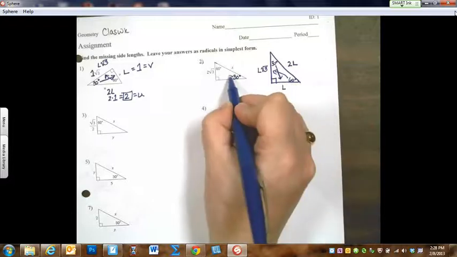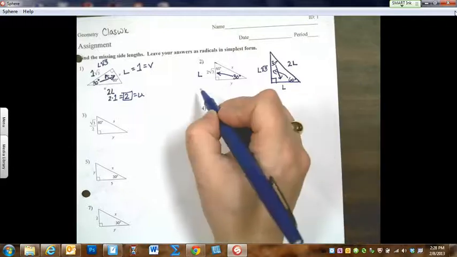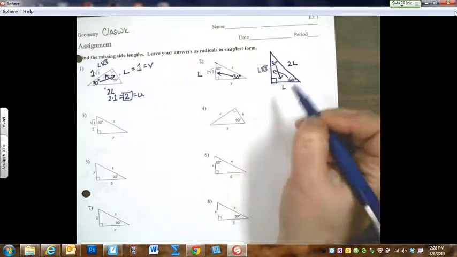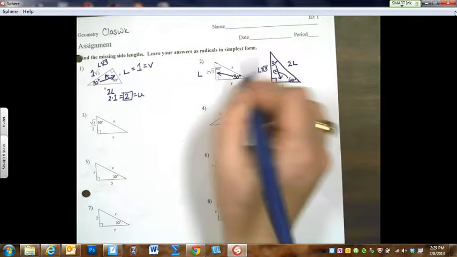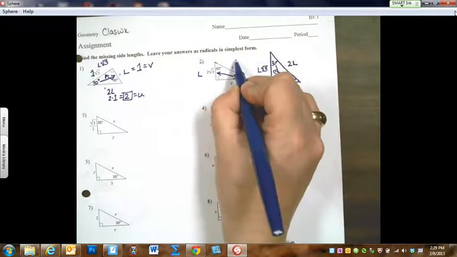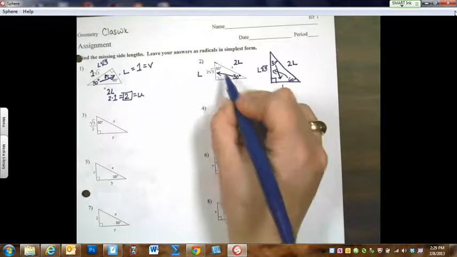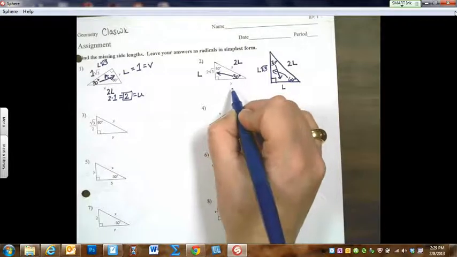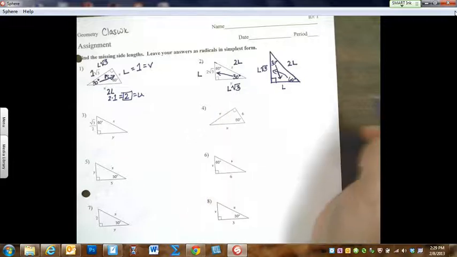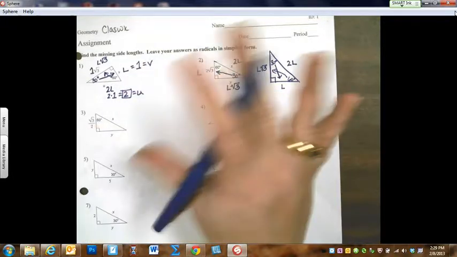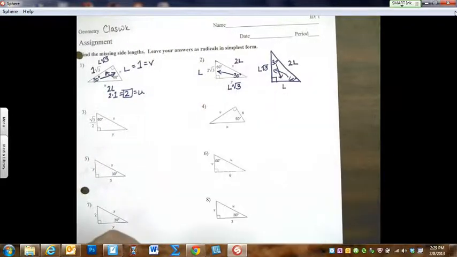Which means this value is my little leg. Now, before you panic seeing that radical sign, don't look at that yet. Also label all the other sides. So I know across from the right angle, this is 2L, 2 times the little leg. And this side opposite of the 60-degree angle is the little leg times the square root of 3. Don't panic about that radical. It's just a number. So let's plug that in for all of our L's.